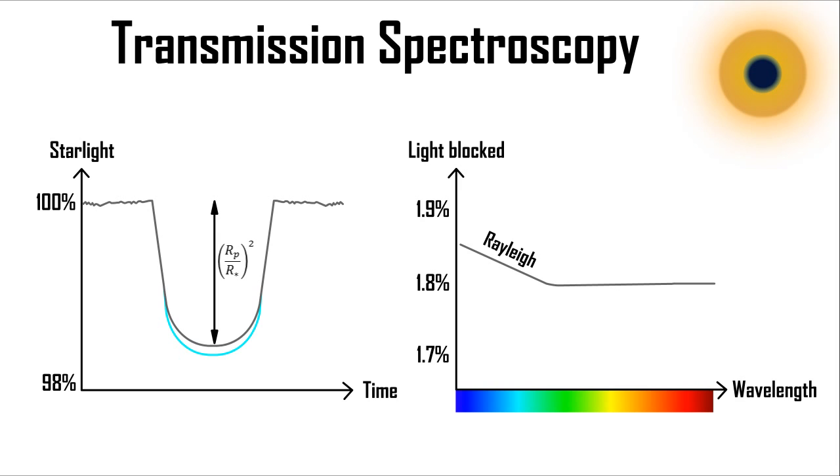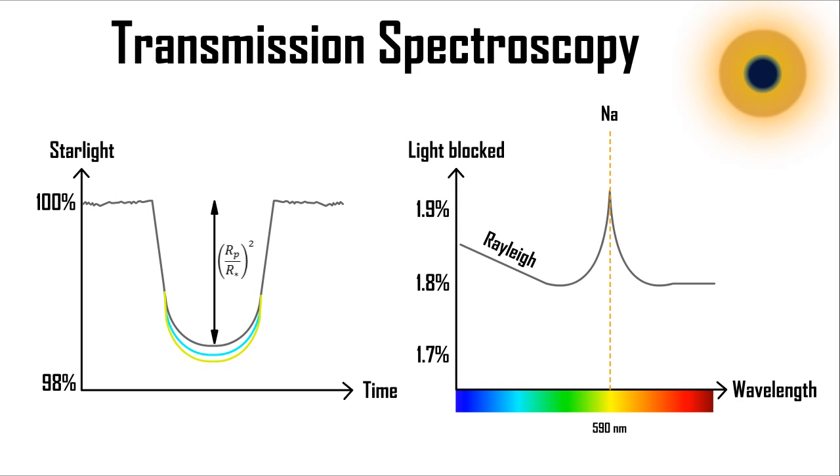What happens if the atmosphere actually has atoms or molecules in it? Well, one particular atom, the alkali metal sodium, has a strong absorption feature at 590 nanometers in yellow light. And so what that means is that if you observe the planet in yellow light, the atmosphere is actually opaque, and so the planet appears slightly larger, as you see on the left there, by the transit depth increasing.